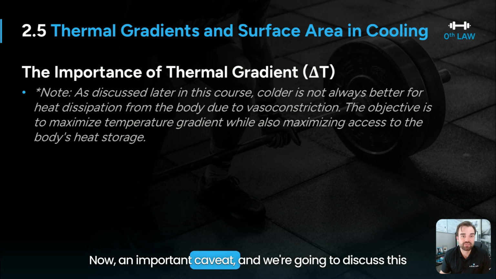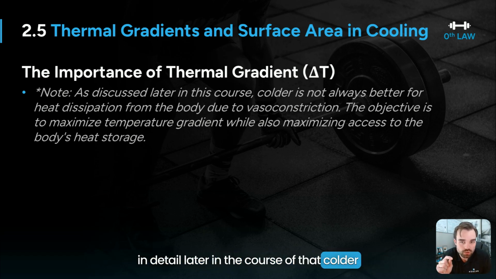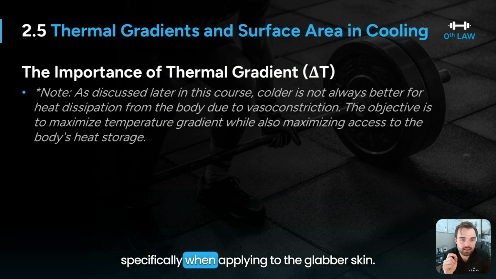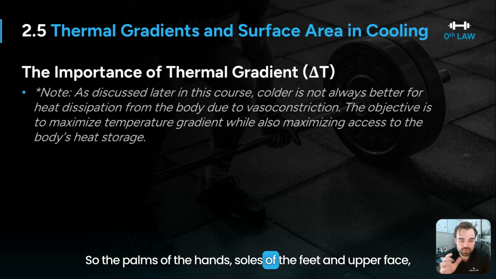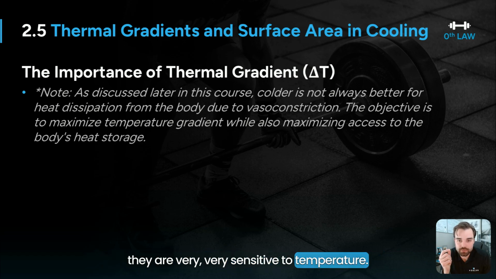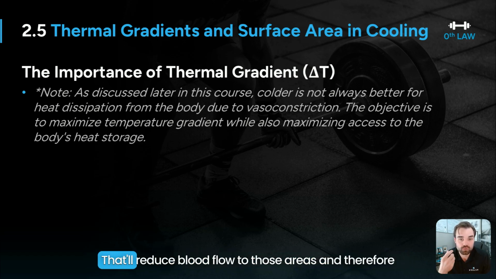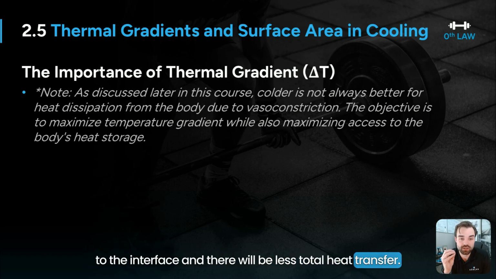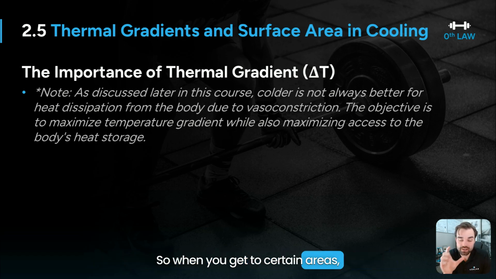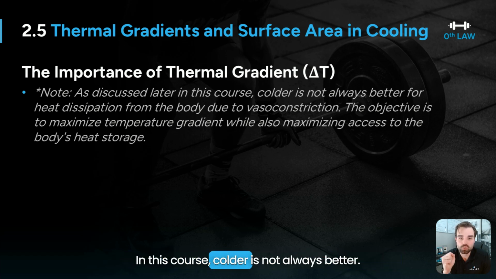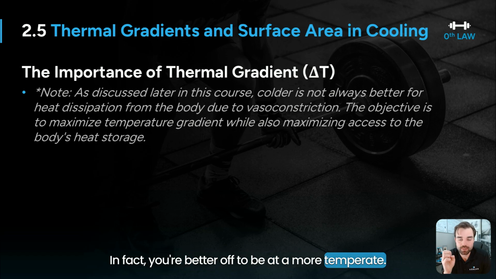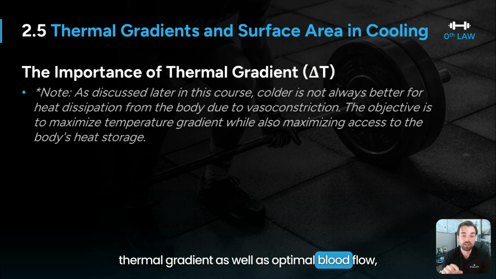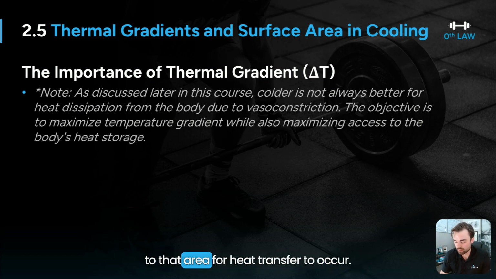Now, an important caveat, and we're going to discuss this in detail later in the course, is that colder is not always better for heat dissipation from the body, specifically when applying to the glabrous skin, so the palms of the hands, soles of the feet, upper face. They are very, very sensitive to temperature. They will vasoconstrict when the temperature is too cold. That'll reduce blood flow to those areas and therefore reduce the actual heat that's being presented to the interface, and there will be less total heat transfer. So when you get to certain areas, and we're going to talk about palm cooling extensively in this course, colder is not always better. In fact, you're better off to be at a more temperate level. So it's a very fine line between what is the optimal thermal gradient as well as optimal blood flow so that there's actually heat being provided to that area for heat transfer to occur.